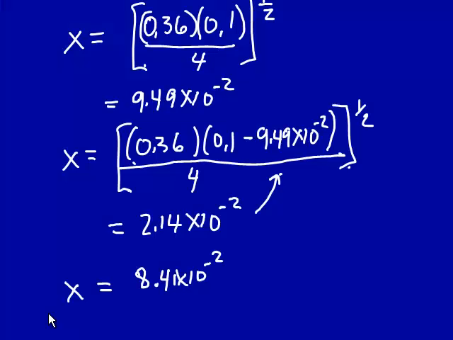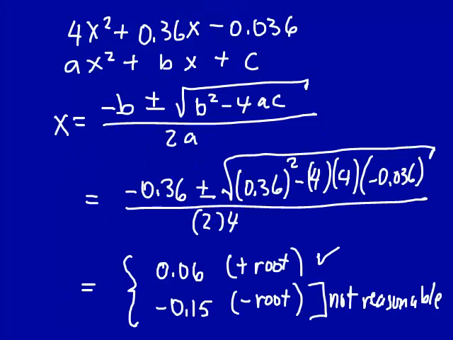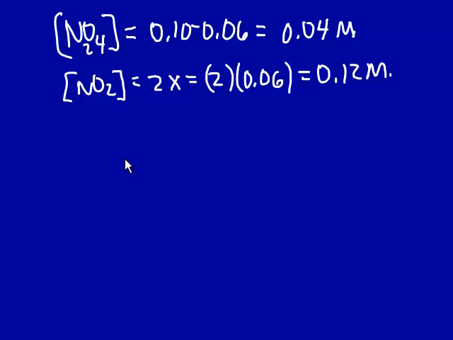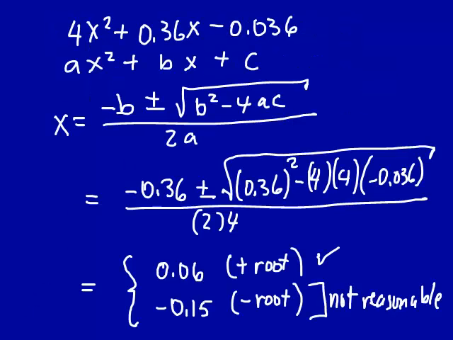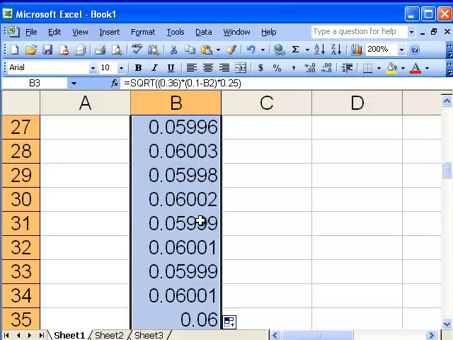All right, is that what we got when we did the quadratic equation? Let's see. Oh, well, went too far. Yeah, 0.06. Well, there you go. An easy way to solve by successive approximation using Excel. Okay, that's it. Thanks for listening.